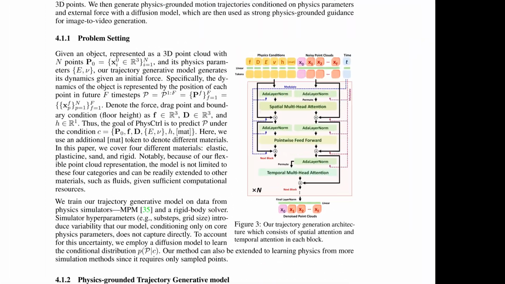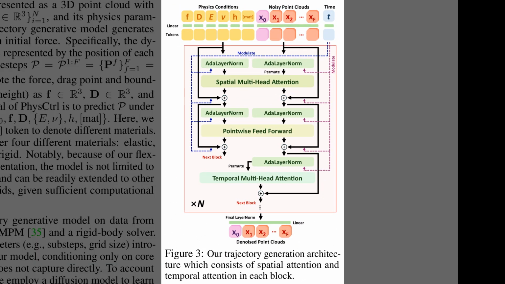Alright, Figure 3 explains the trajectory generator, which predicts point motions by first mixing information across nearby points and then enforcing consistency over time. The top strip shows conditioning tokens for force, drag point, material, and physics parameters. The middle panel runs spatial multi-head attention with adaptive LayerNorm, which means the features get scaled by those conditions. The lower panel applies temporal multi-head attention. A final layer outputs denoised point clouds.